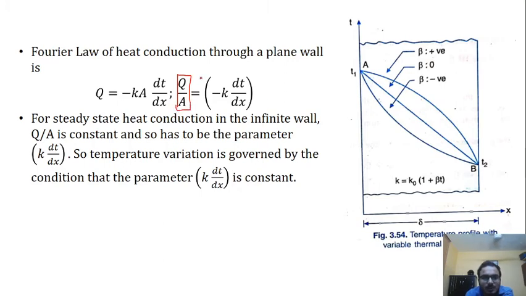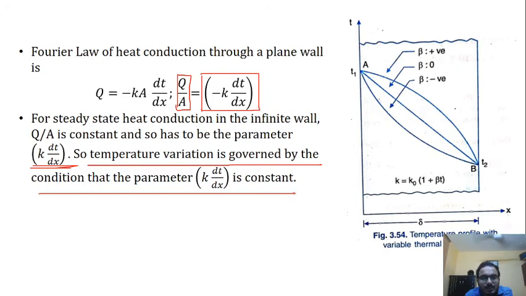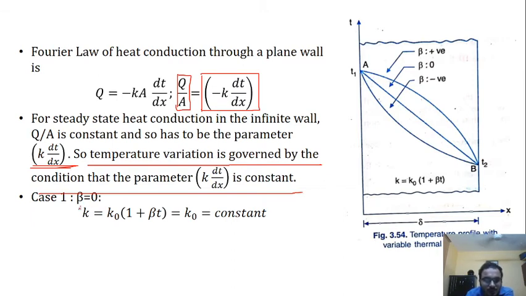So this parameter on the right hand side, that is minus K dT by dx, or simply K into dT by dx, must be constant. So the temperature variation is governed by the condition that K into dT by dx is always constant. First we will discuss case number 1, in which beta is equal to 0. So this is our equation of variable thermal conductivity. If beta is 0, then K is equal to K0, which is constant.